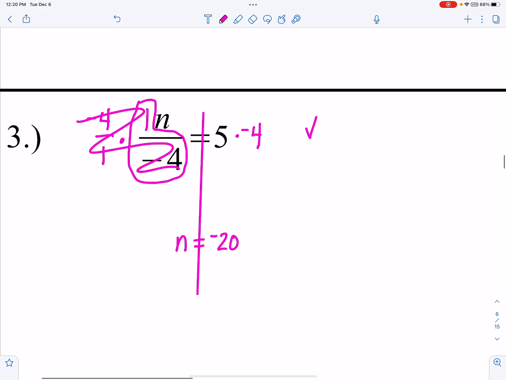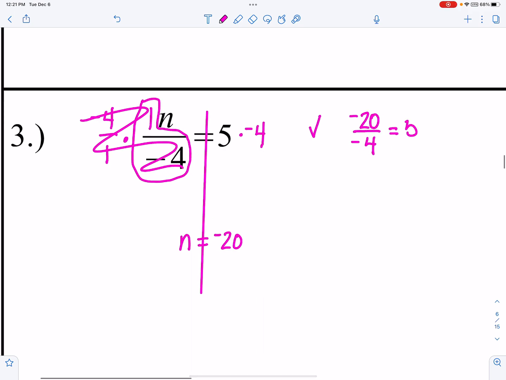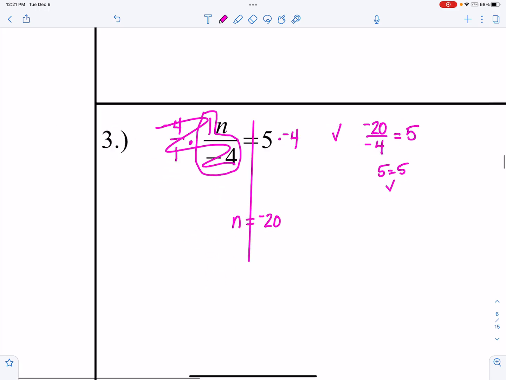Let's go ahead and do our check, okay? -20 over -4 equals 5. My negative times a negative is a positive, so we have 20 divided by 4, 5 equals 5, and that checks out as accurate.